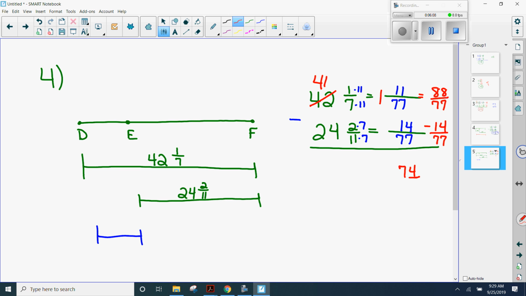74 out of 77. Now what I want to do is take 41 minus 24. So I have to borrow from the 4 to make it 3, and I get 11. 11 minus 4, 7. And 3 minus 2 is 1. It's a length. What units do we have? Oh, it's just units again.